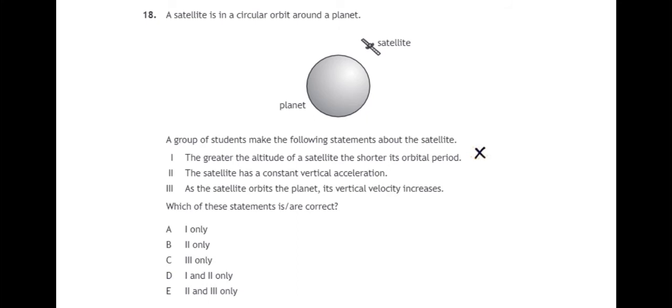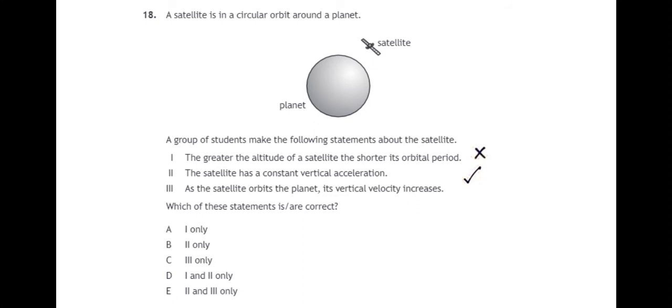2. The satellite has a constant vertical acceleration. That is true. The satellite is in free fall around the Earth. It is being influenced by the Earth's gravitational force, which is causing it to accelerate towards Earth at the gravitational acceleration at the height that it is at. As the satellite orbits the planet, its vertical velocity increases. That's not true. Although it has a vertical acceleration, that does not result in an increase in its vertical velocity.